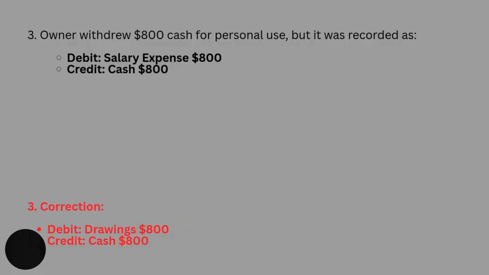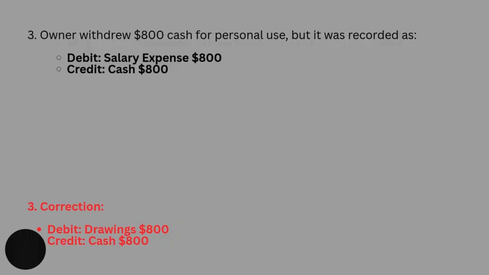Now, let's discuss the third correction involving the owner's withdrawal of cash. We initially recorded this transaction incorrectly as debit salary expense, credit cash $800. This is not accurate because the cash withdrawn was for personal use, not a salary expense.